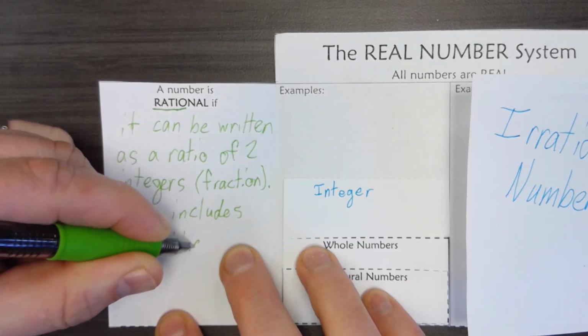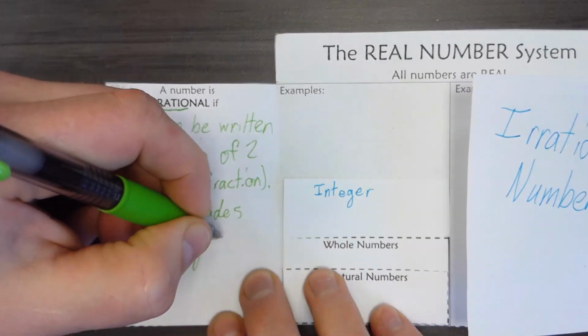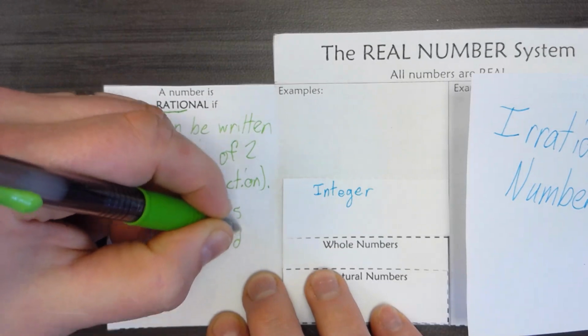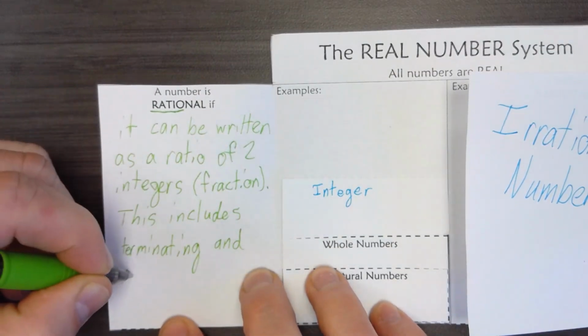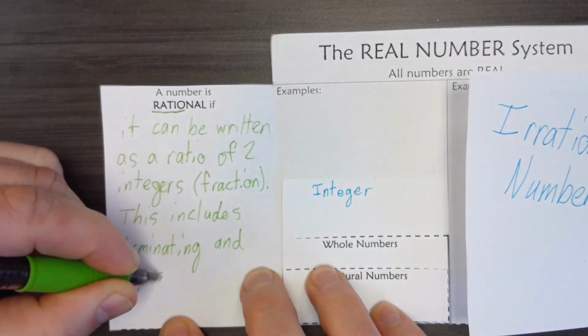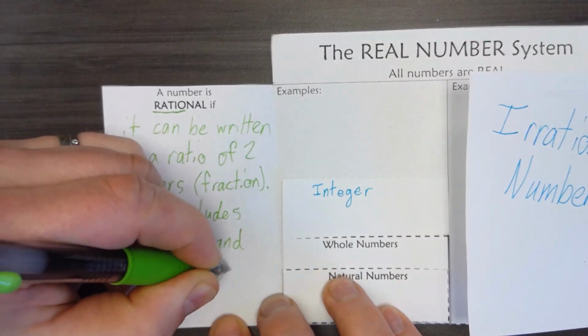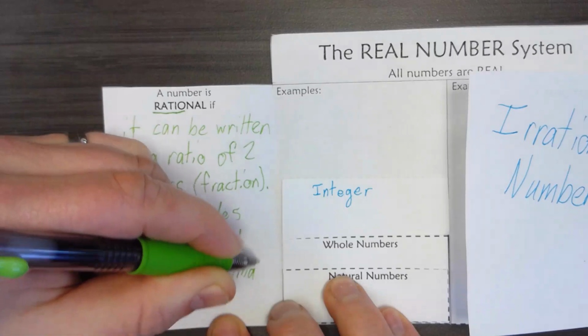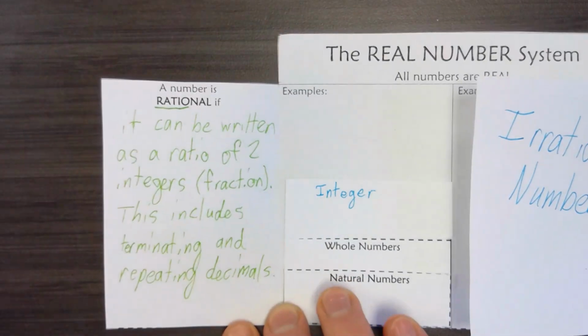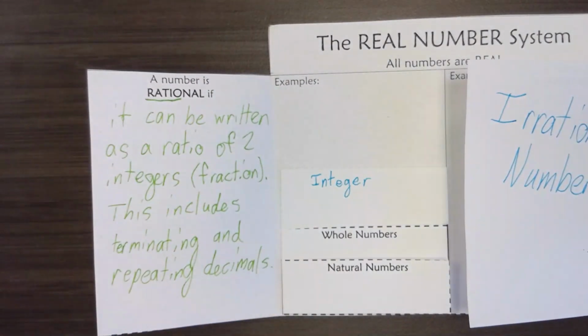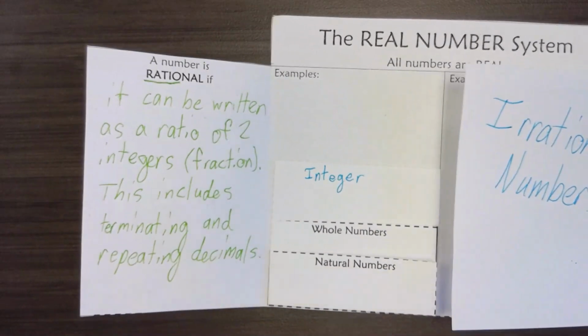Terminating and repeating decimals. This includes terminating and repeating decimals. Guess what? That's because we can write terminating and repeating decimals as fractions.